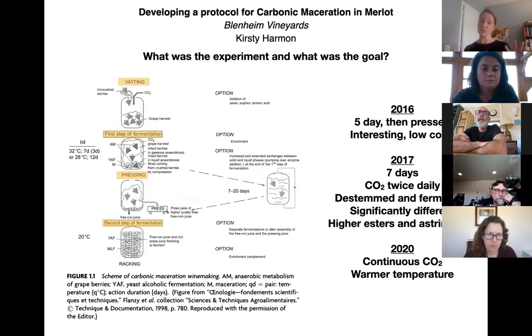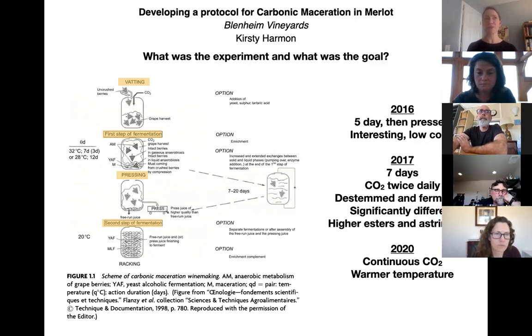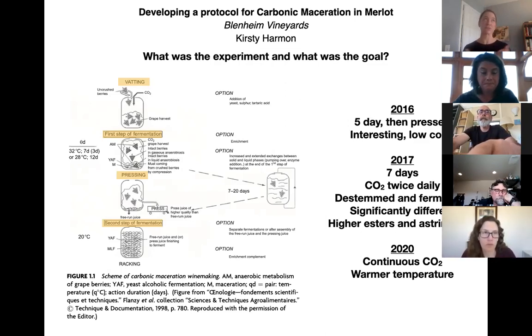With carbonic maceration, as Kirsty said, we're talking about loading the grapes into a vessel that can be sealed, along with carbon dioxide, and essentially sealing it off and allowing that auto fermentation to occur. That's what the graphic is calling the first fermentation. The procedure itself was described by Flanzy and his colleagues through the mid 1900s. It's an ancient procedure, but it was described during that time.